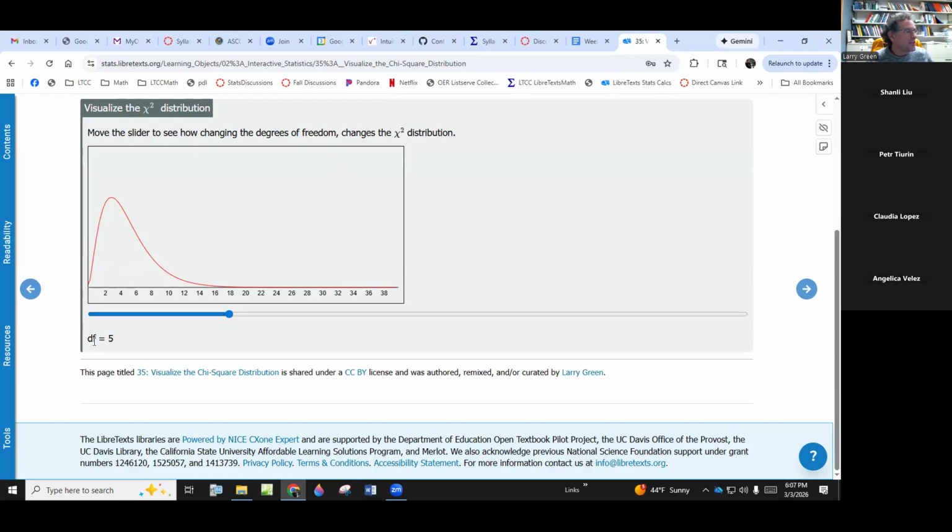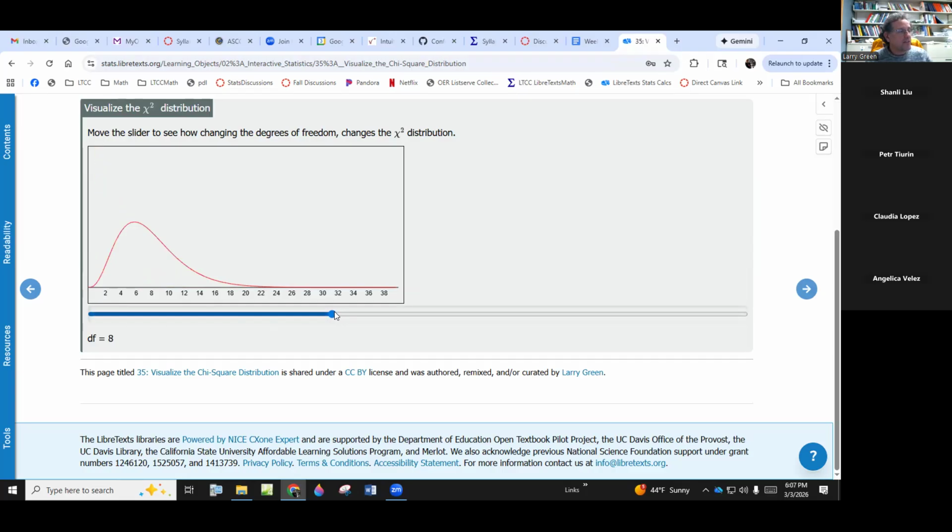And there's also something called degrees of freedom. If you have 5 degrees of freedom, it looks like this. If we lower it, then you can see that the graph changes and it becomes very skewed right. And pretty soon it just goes up, up, up, up, up on the left.